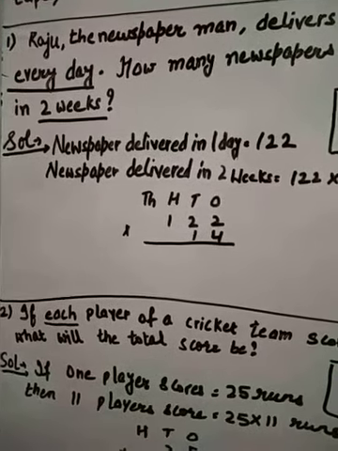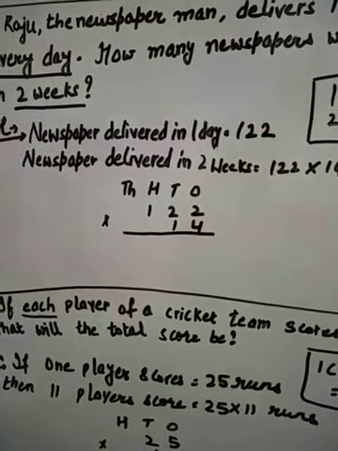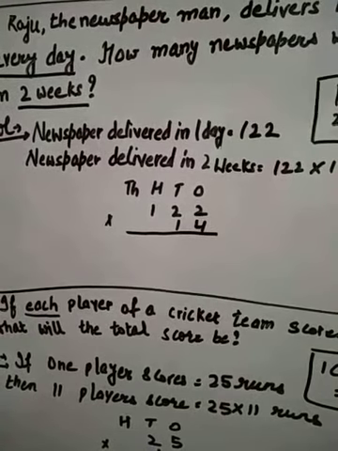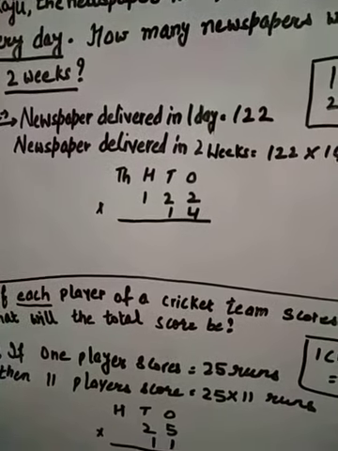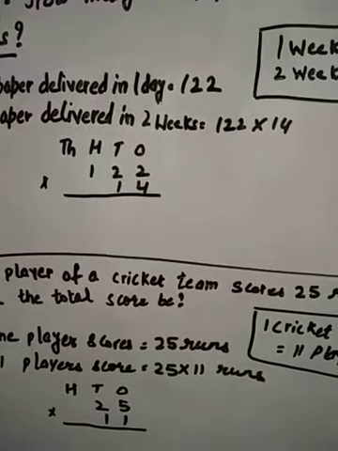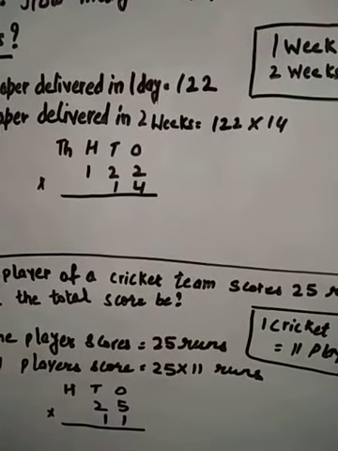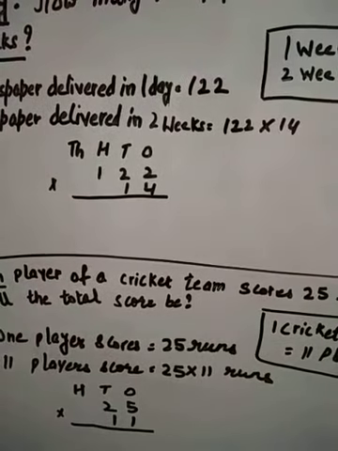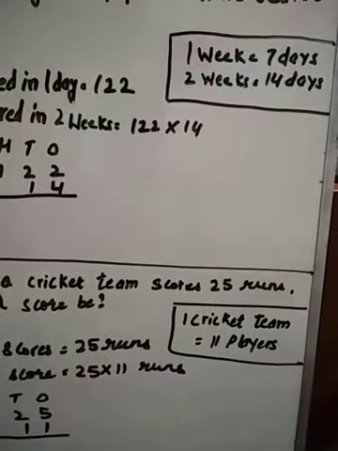Now first I will write the statement. Newspaper delivered in 1 day. See, यहाँ पे एक दिन का आपको दिया हुआ है. 1 day is equal to 122. Then come to the next. Newspapers delivered in 2 weeks is equal to 122 multiplied by 14. Now I hope you can understand that from where we have got the 14. 14 is the days of 2 weeks.